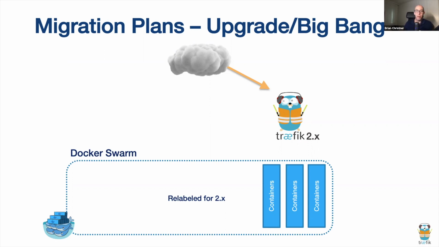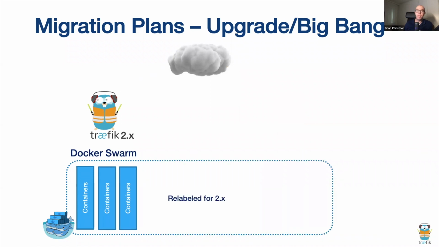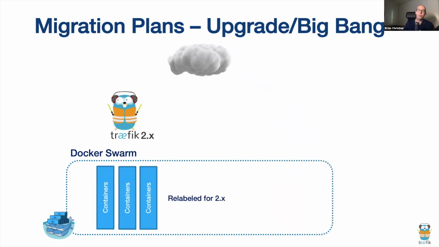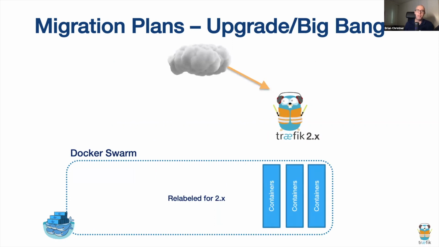If you have a large number of containers, I would really recommend the parallel deployment, because this allows you to slowly move things over, versus when you do the Big Bang, you have to have everything ready. You can't be halfway ready. It really has to be 100% to go from 1.7 to 2.x.